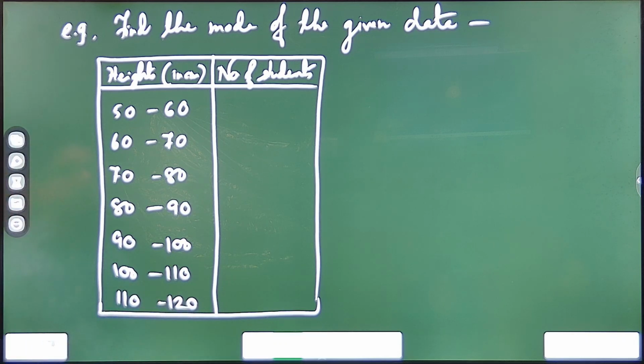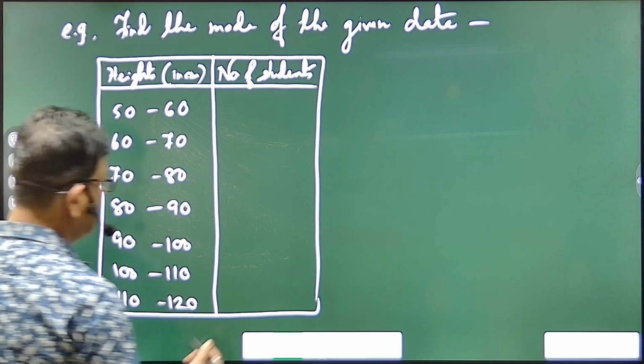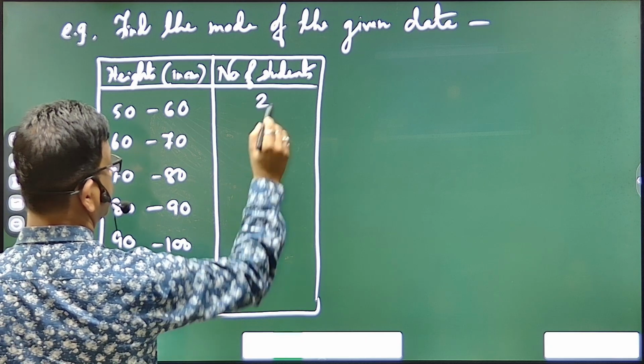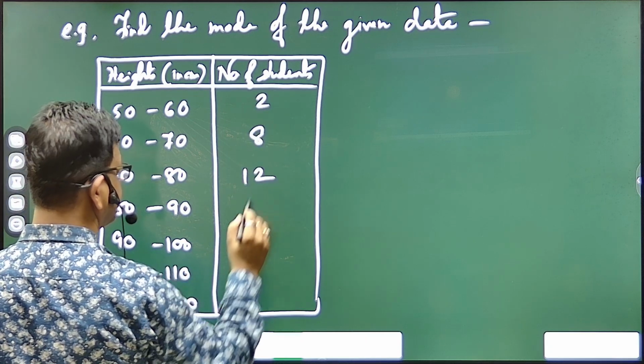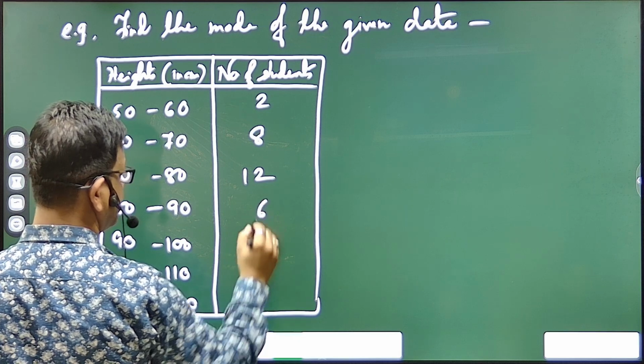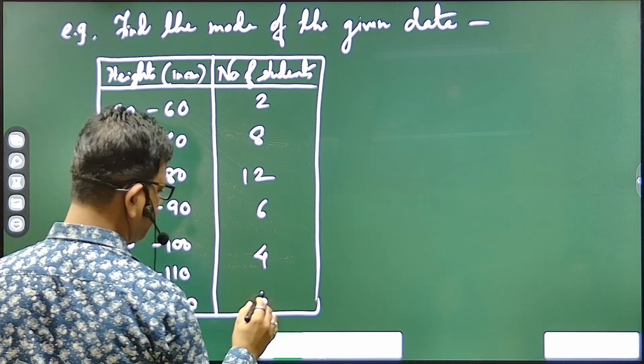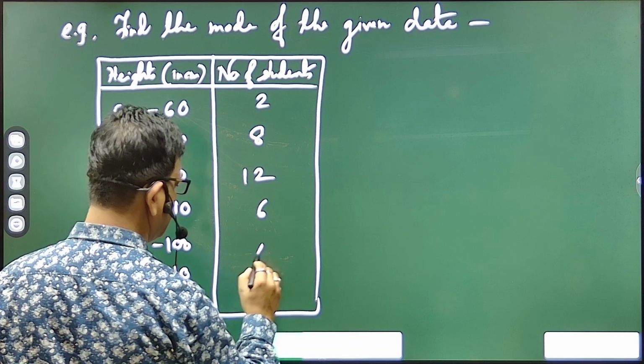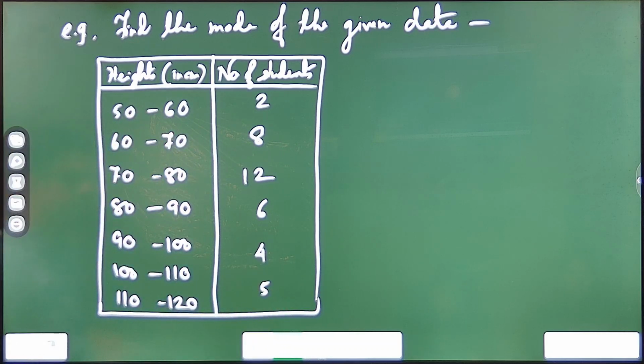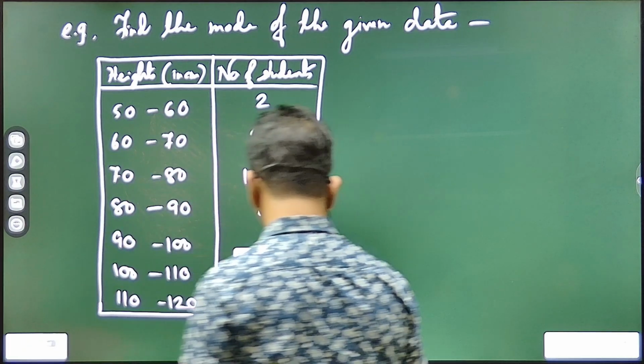Getting it? So I'm trying an example to find a mode for grouped data like this. It's given from 50 to 60, these are the classes, till 110 to 120. Now on the right, suppose I'm trying to write the frequencies. Suppose this is 6, then 4, suppose this is 5. The question is how to find the mode for grouped data like this.